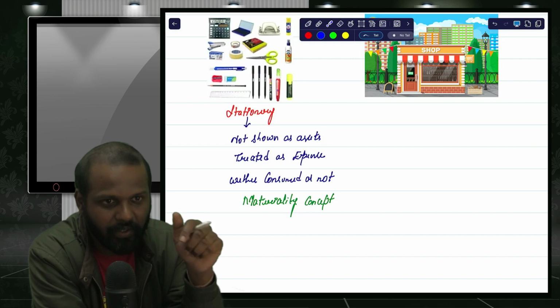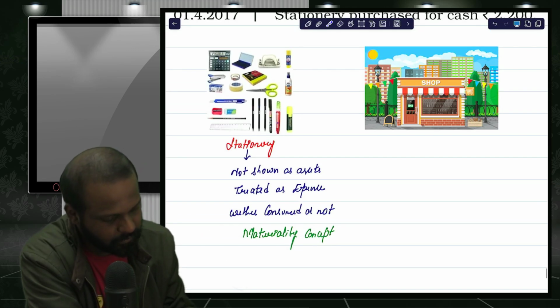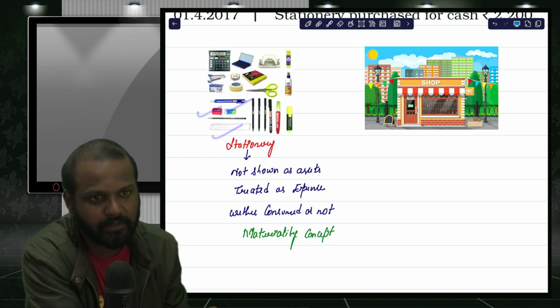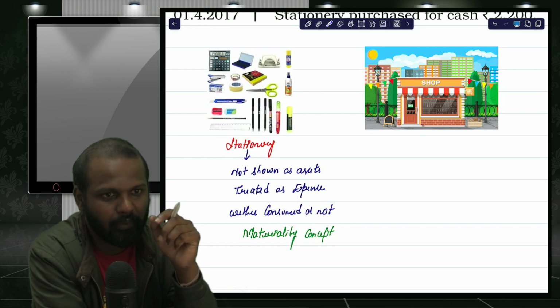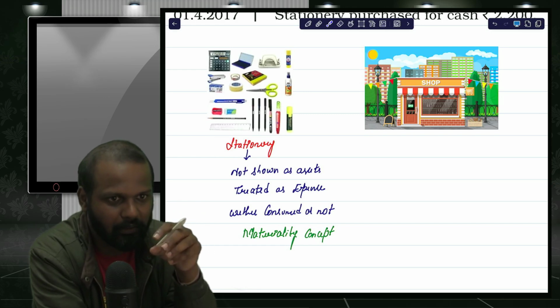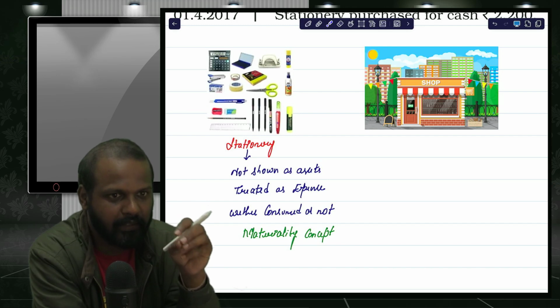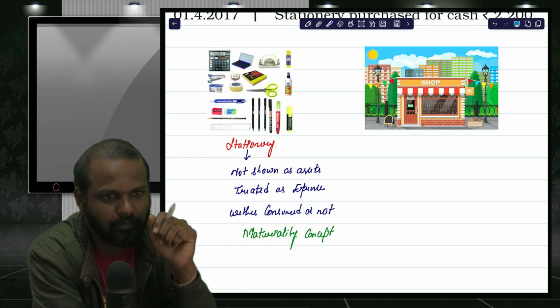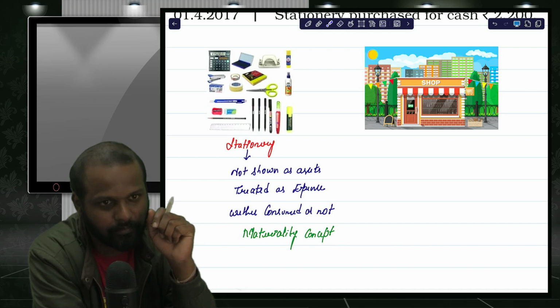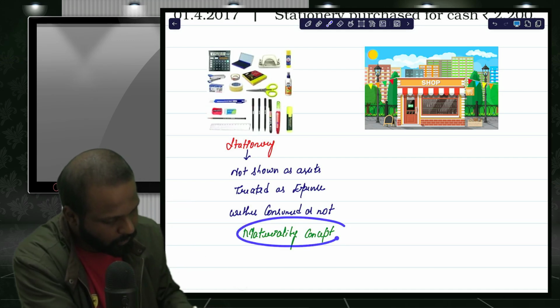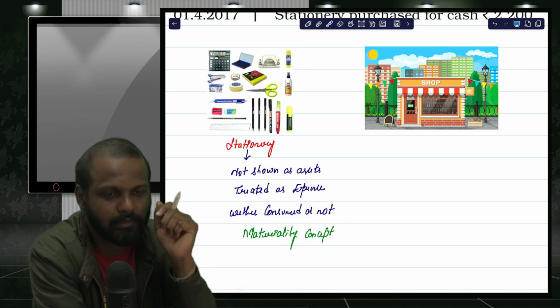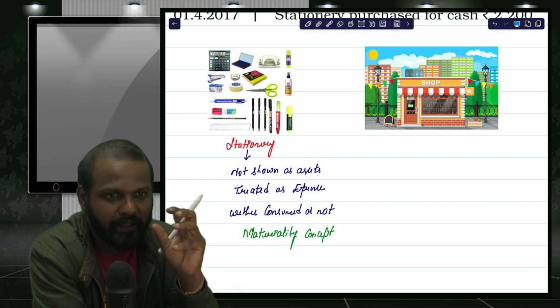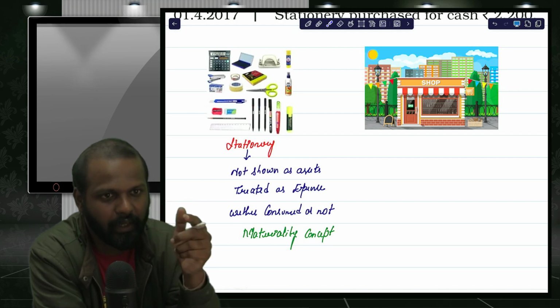So definition wise, whatever this sharpener, eraser, scale and all you have purchased, it's like an asset, because the entire benefit is not being consumed in the current year only. Even at the end of the current year, that scale, eraser, calculator, it's still available with you. It can still be used in the next year. So it is not fully expired, it is unexpired. But in accounts there is a concept called the materiality concept. Materiality means significant amount.